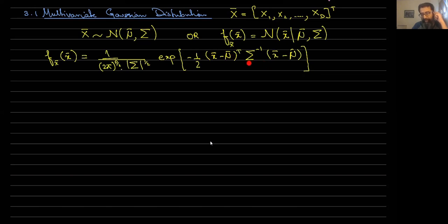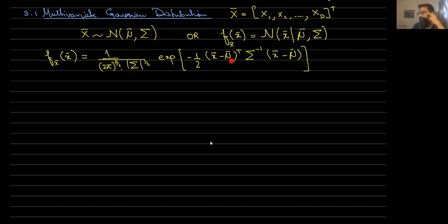Right? And where, of course, x is a column vector, mu is also a column vector, right? And the covariance matrix is actually a d by d square matrix, which is positive definite, right? And I mean, it should be clear, because I'm using a transpose here, x and mu must be column vectors. Is that clear? Why should it be a column vector? Ahmed, why should it be a column vector?